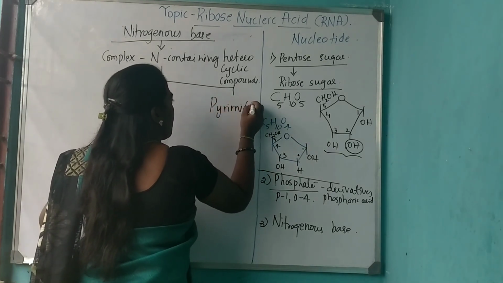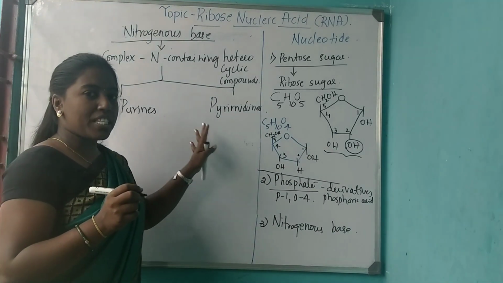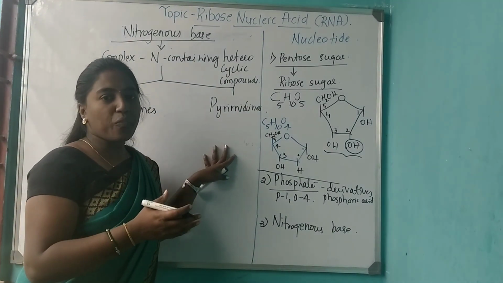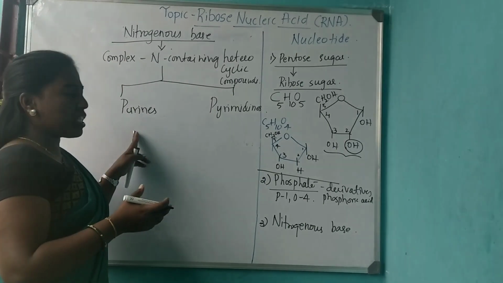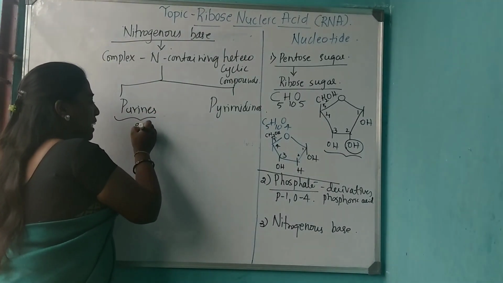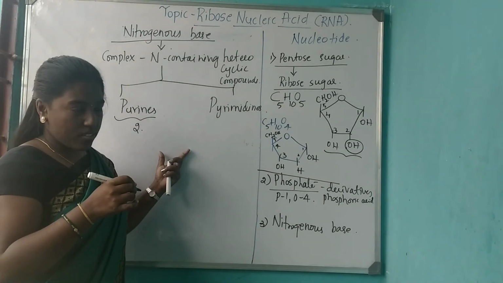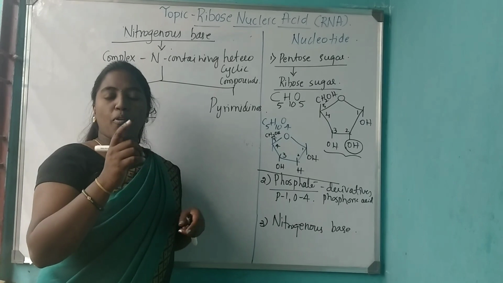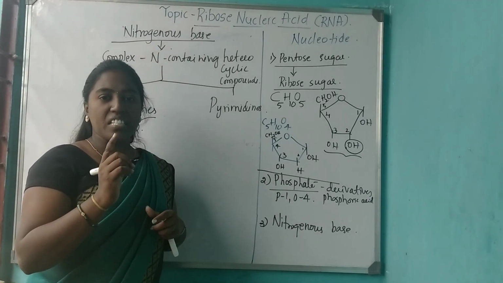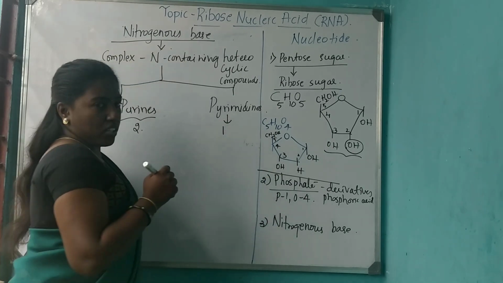What are purines? Why do we have to divide them into purines and pyrimidines? Based on the number of rings, we can divide them. Purines have a double ring-like structure. Pyrimidines are made up of only one ring, that is a single ring-like structure.